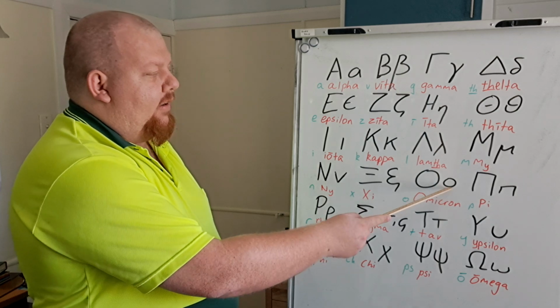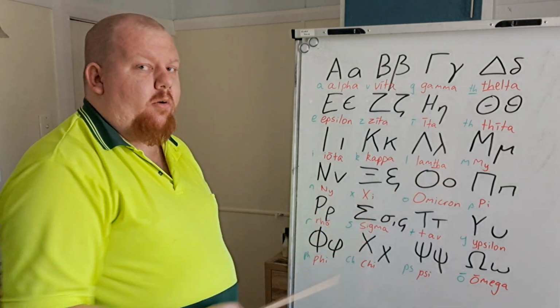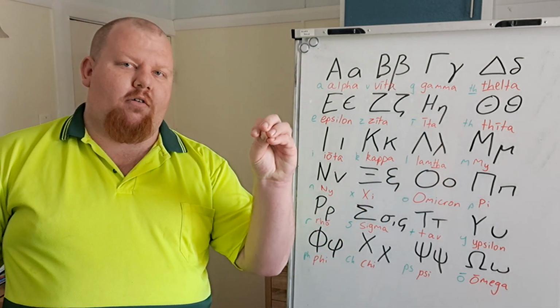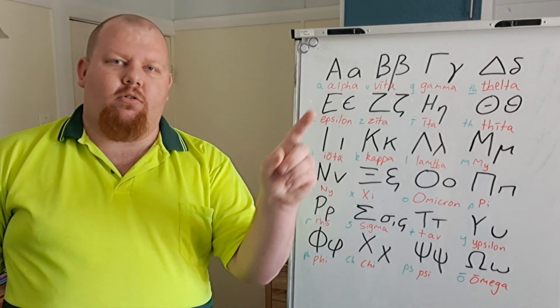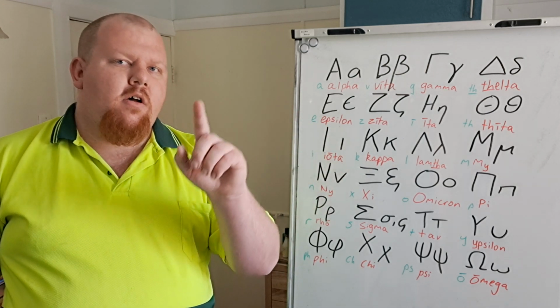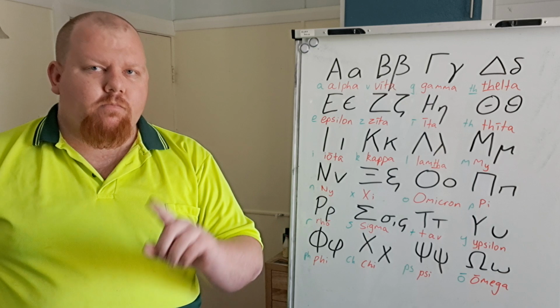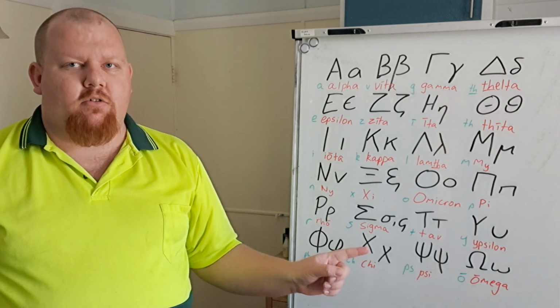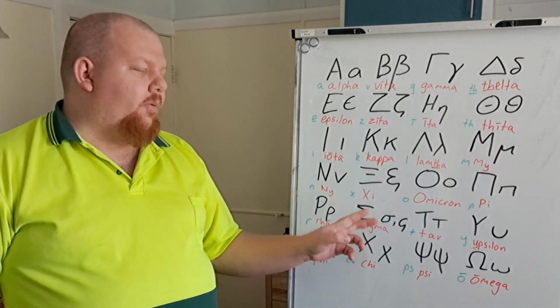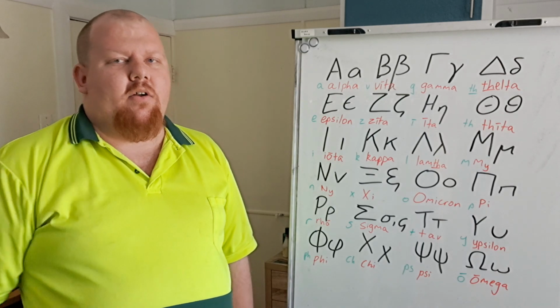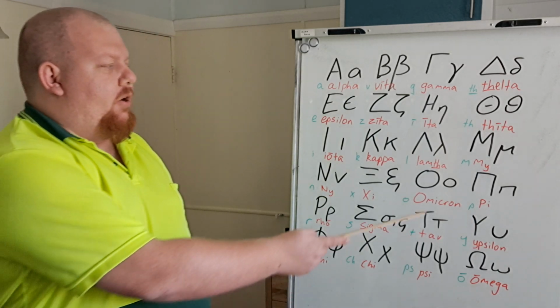It does look like omicron. So in English, if you're doing cursive writing, you might put a little squiggly line off from our letter O. Don't do that in Greek because it looks like a sigma. So a sigma has that little squiggly bit on the top, and omicron doesn't.